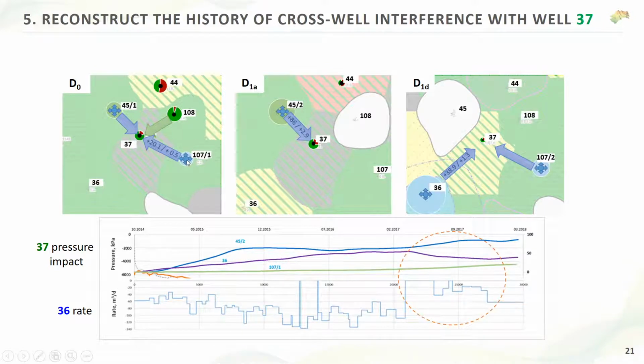And then we have reconstructed the cross-well interference. And what have we found? That this well 107 affects our well 37 not too much. It's only 20 kilopascal over the whole period, and during the last month it was 0.5. So yes, there is a connection between them, and injection of this well affects our pressure tested well, but not too much.